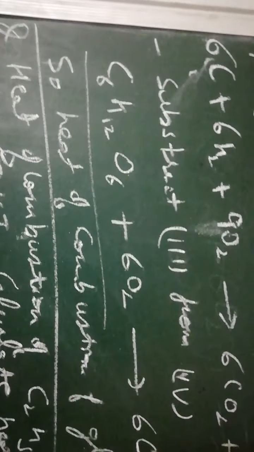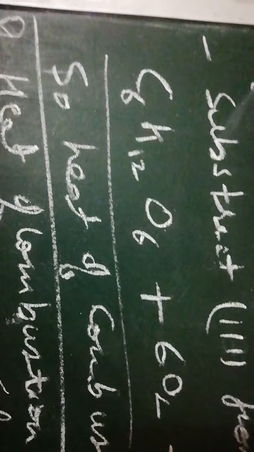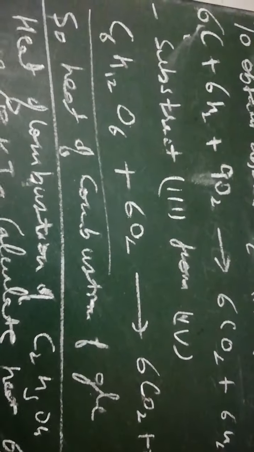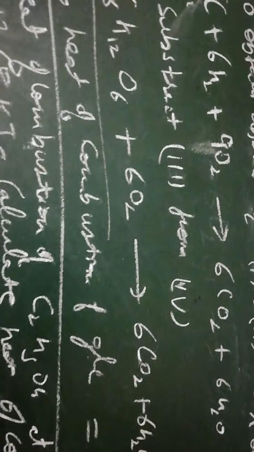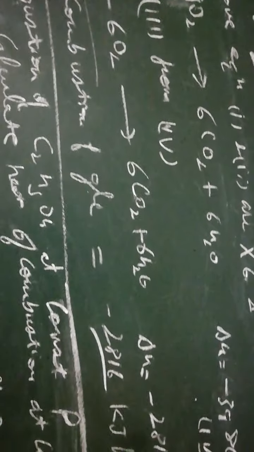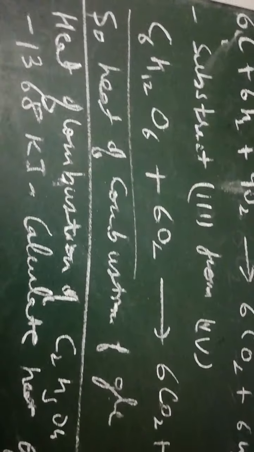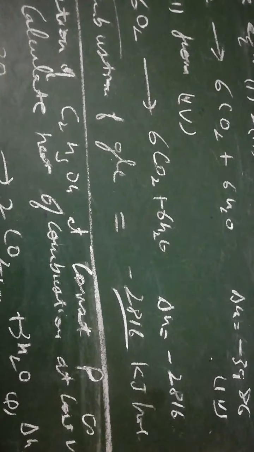When you subtract equation number 3 from 4, you will get this equation, which is your required equation, that is C6H12O6 plus 6 oxygen gives us 6 carbon dioxide plus 6 water, and delta H comes out to be minus 2816 kilojoules per mole. So we can say heat of combustion of glucose is minus 2816 kilojoules per mole.